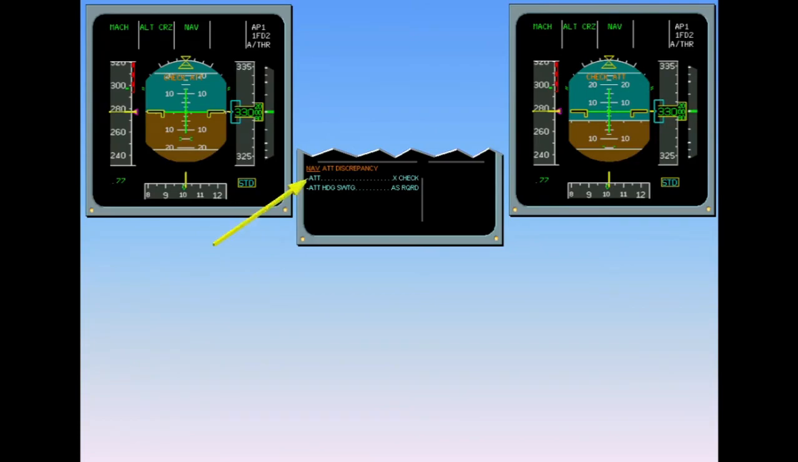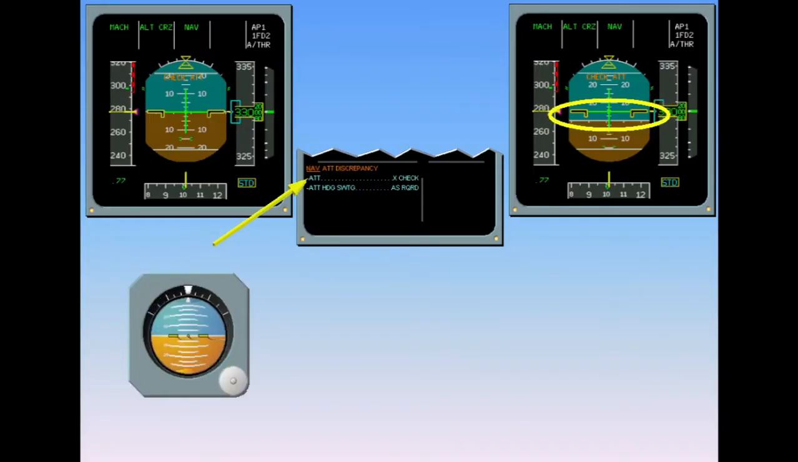The attitude cross-check is carried out by comparing both PFDs to the standby horizon. In this example, the first officer's PFD differs from the captain's PFD and the standby horizon, and is obviously the one at fault.